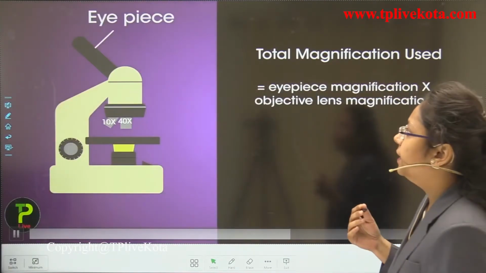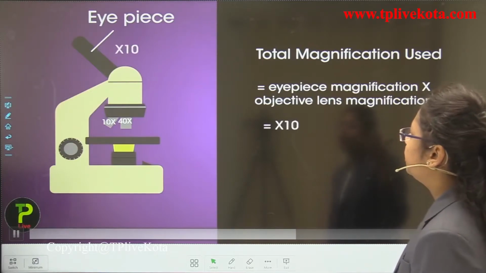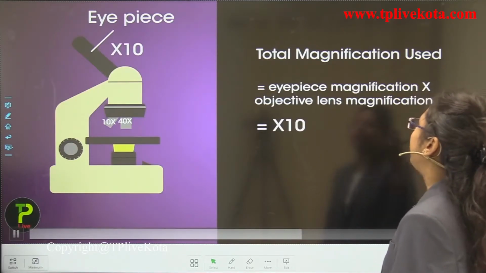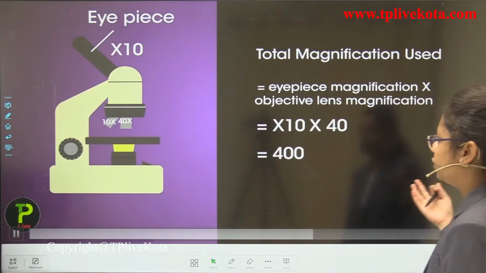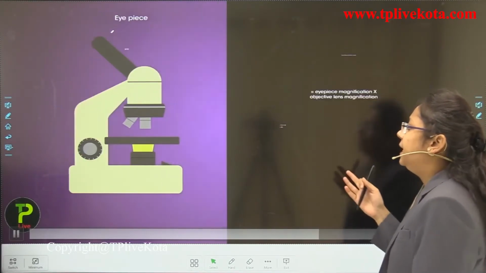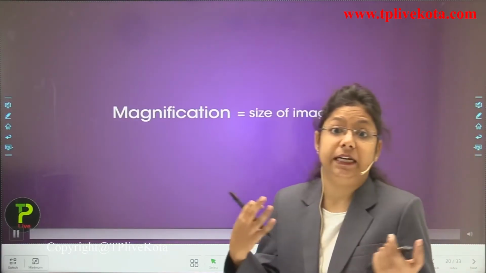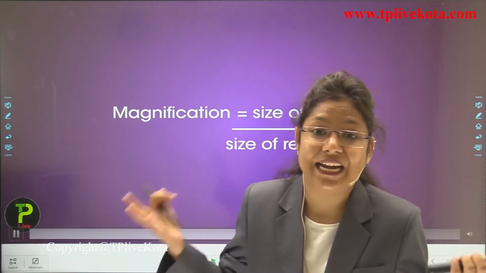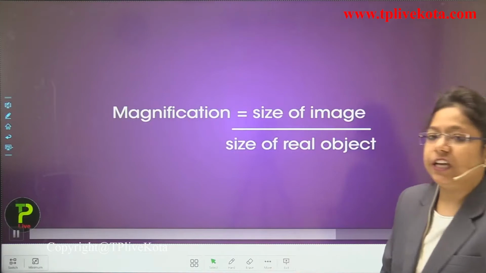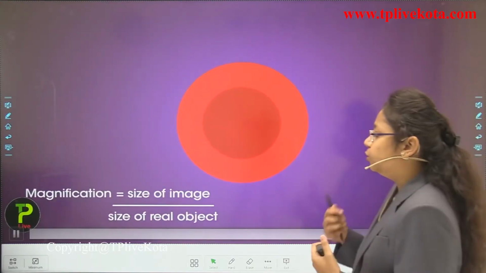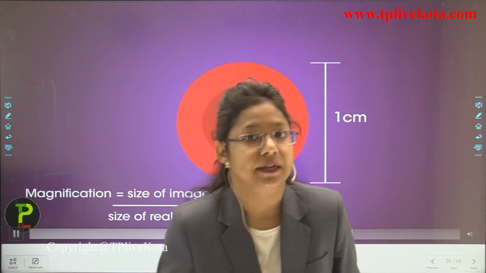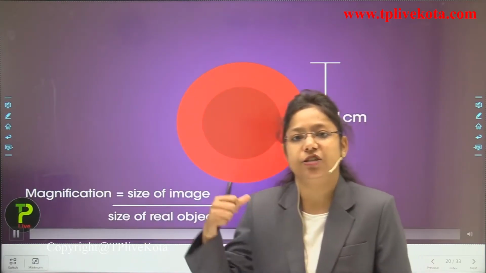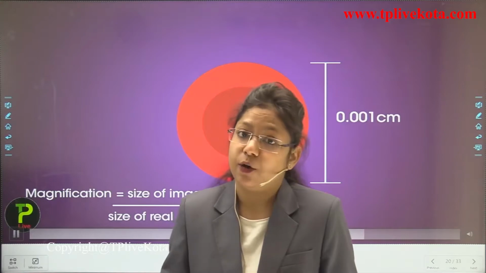You can see here that total magnification used is equal to the eyepiece magnification multiplied by the objective lens magnification, that is, 10 multiplied by 40, that is 400. Now what is magnification? Magnification is equal to the size of the image upon the size of the real object. So you can calculate the magnification by applying this formula over there.